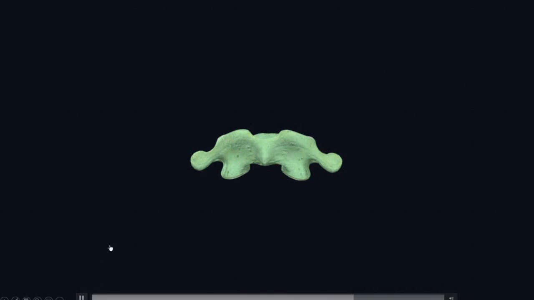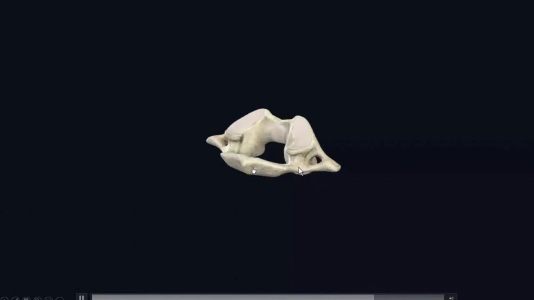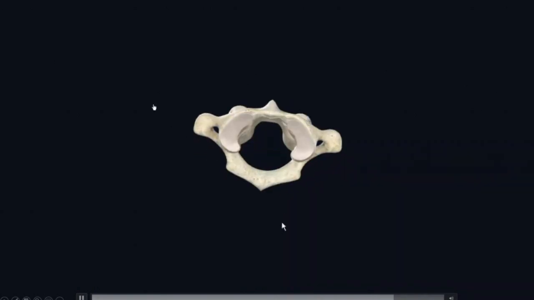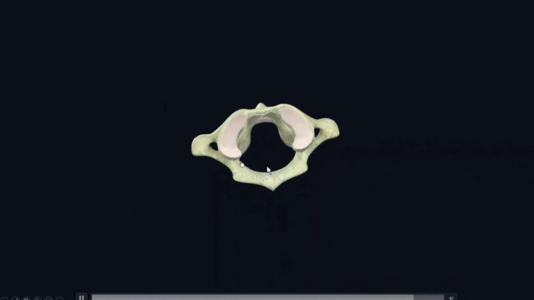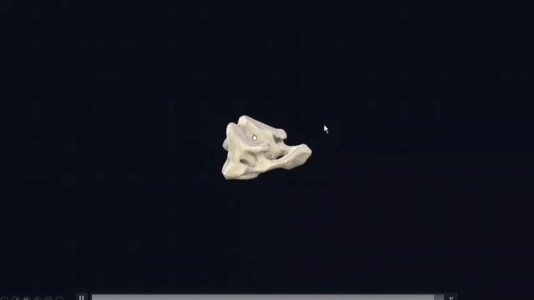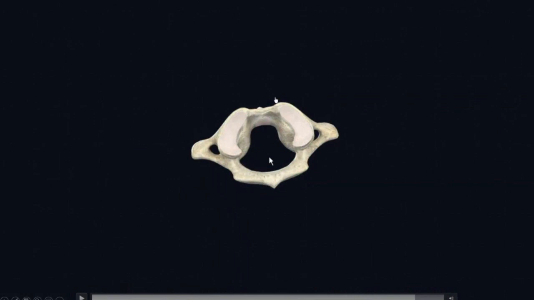Then we move to have a posterior arch with posterior tubercle, foramina transversaria on both sides, the articular surface, and we have the articular surface for the dens or odontoid anteriorly. I'll just show it again. So if we look at this one here, you can see in the anterior arch, there's a place for the dens or the odontoid to articulate with the C1.